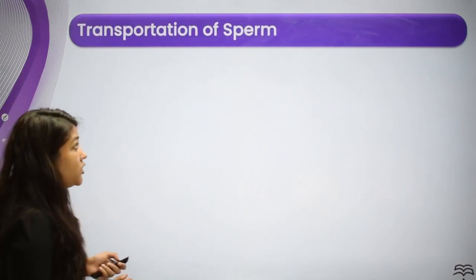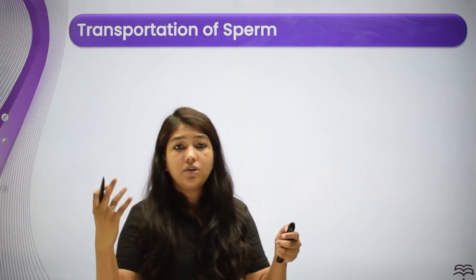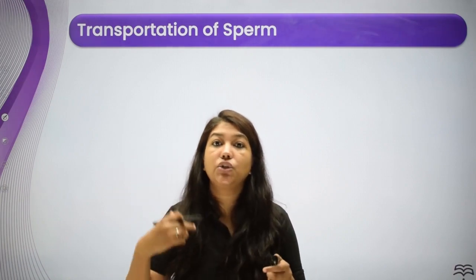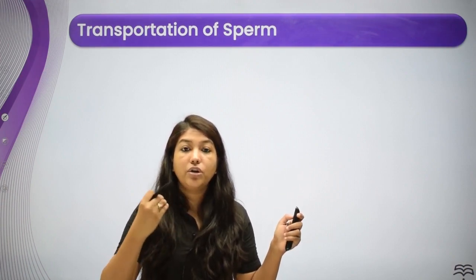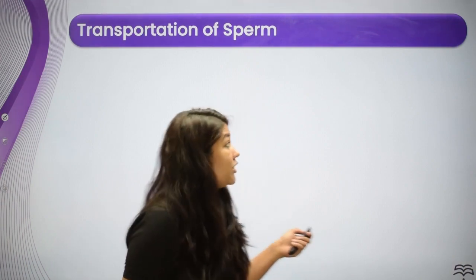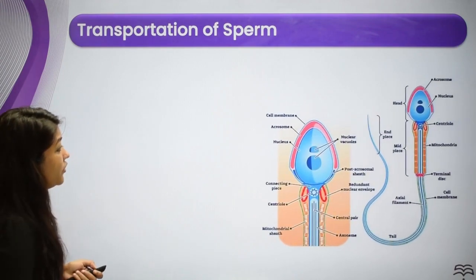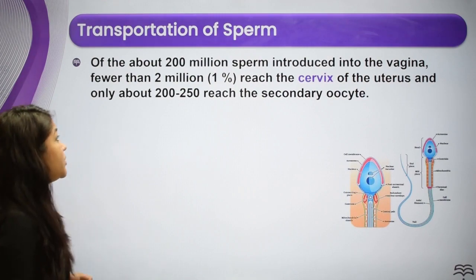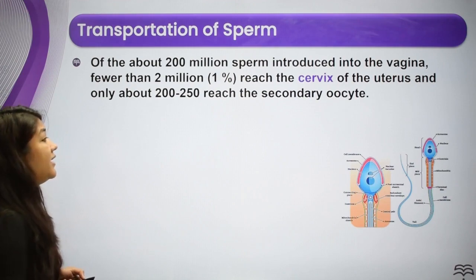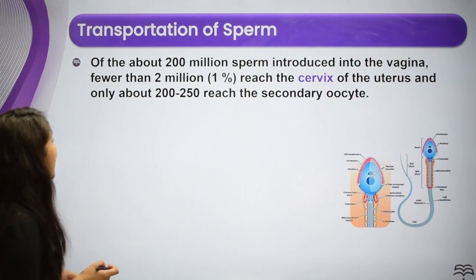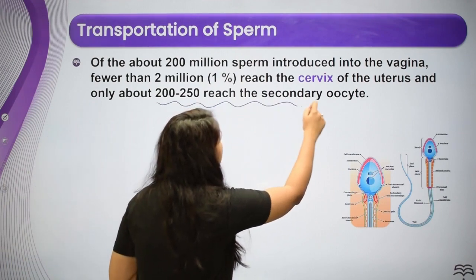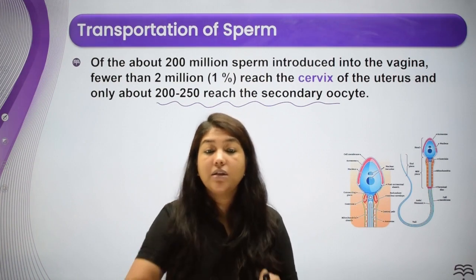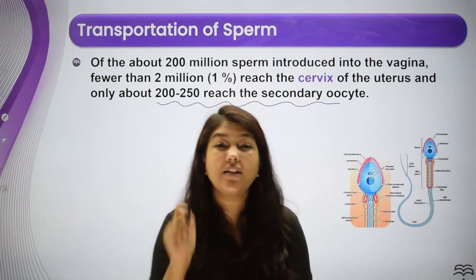Okay, next is transportation of the sperm, right? We have understood the contribution of the gametes, we have understood the site of fertilization, and we have also seen during which period there are maximum chances of fertilization. Now let's talk about the transportation of the sperm. Okay, so of about 200 million sperms introduced into the vagina, fewer than 2 million are going to reach the cervix of the uterus, and only about 200 to 250 are going to reach the secondary oocyte. देखो ये जो रास्ता होता है, the path that the sperm has to travel to reach the secondary oocyte, it is very difficult.